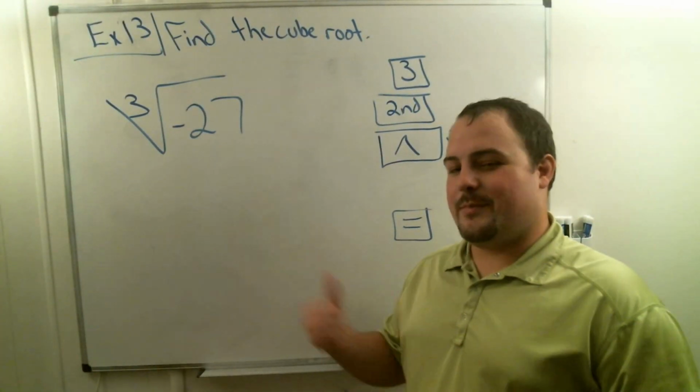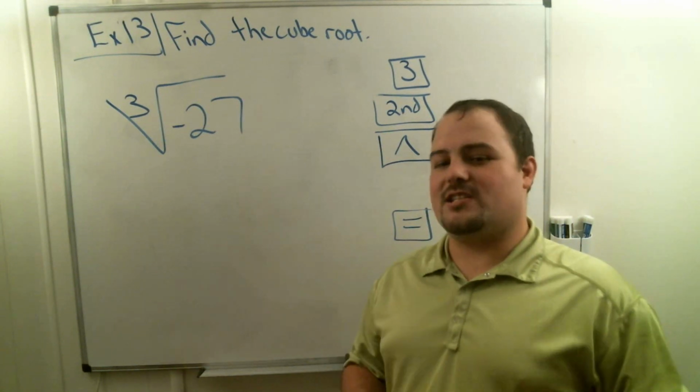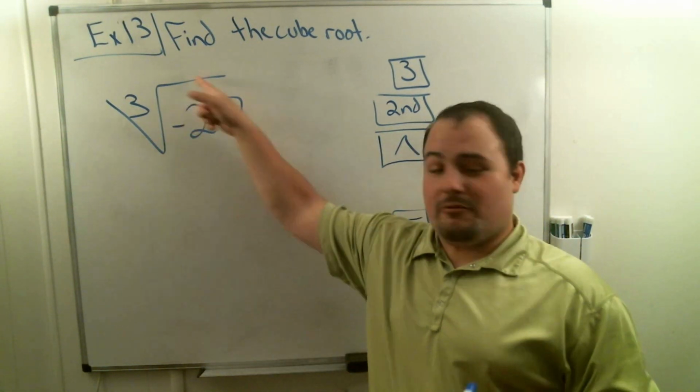Now, I know what you're thinking by looking at this. You're thinking that it's not possible. You can't have a negative inside a radical sign, or this square root sign.